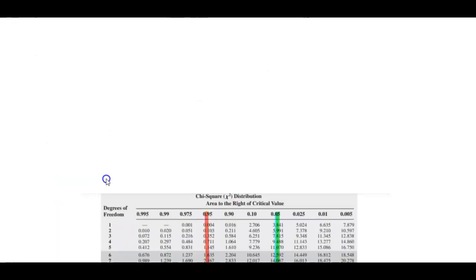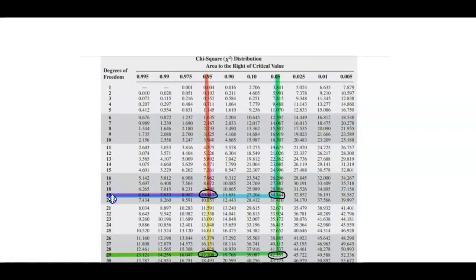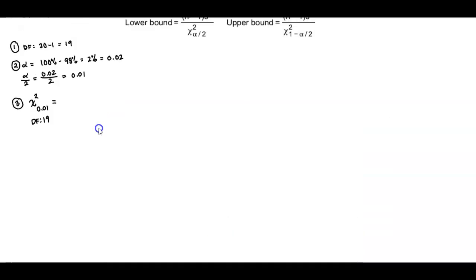So let's go ahead and use the table here. We know our degrees of freedom is 19, and we're looking at the area of 0.01. So we have 19, and then we have 0.01. And so we know that the critical value for that is going to be 36.191.